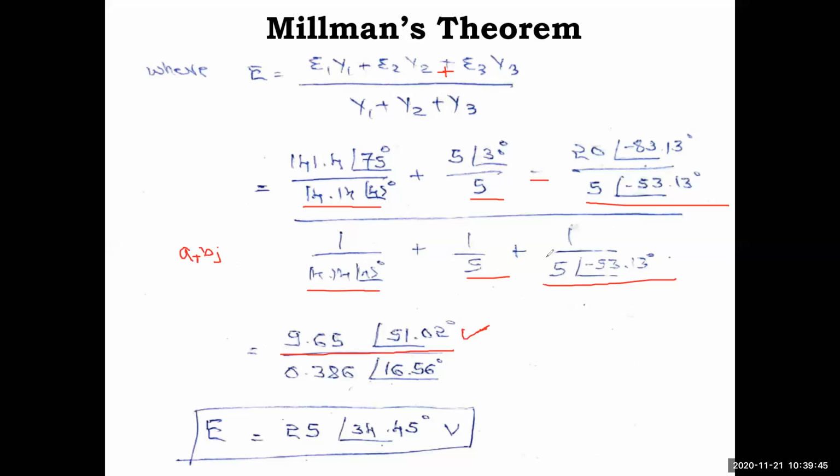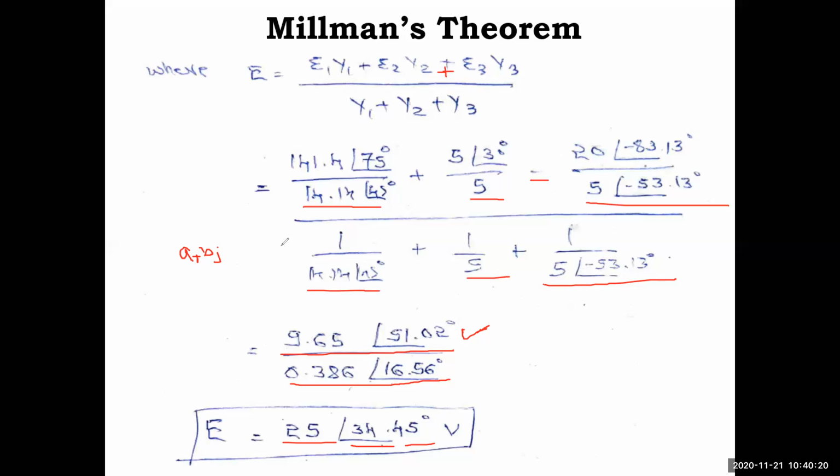Then here also you take the ratio. When you take the ratio, you'll get the final answer in A plus Bj form only. First you take the ratio, then add those, and the final answer you convert into angle form. So I will get this 0.386 at an angle 16.56 degrees. Once you got this, again use the calculator, and you'll get the answer 25 at an angle 34.45 degrees volt. Calculator is required everywhere here. Without a calculator you could not do the examination at all. That's why the calculator is handy in this network theory subject. Clear? Fine. So you got the E now.